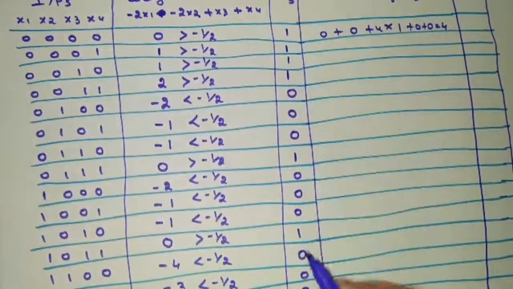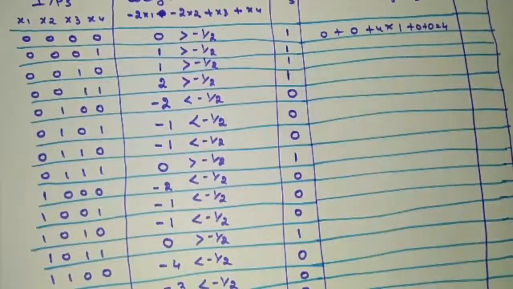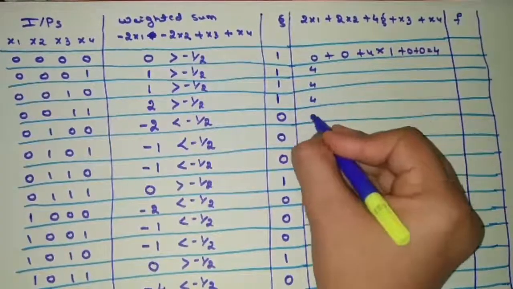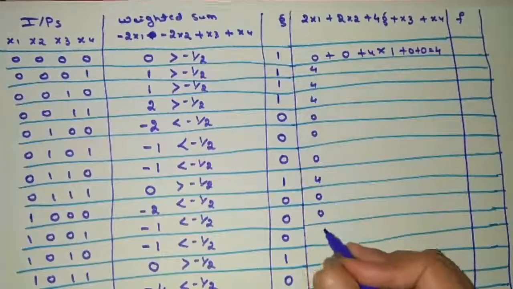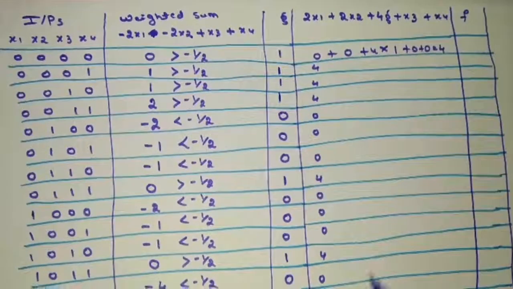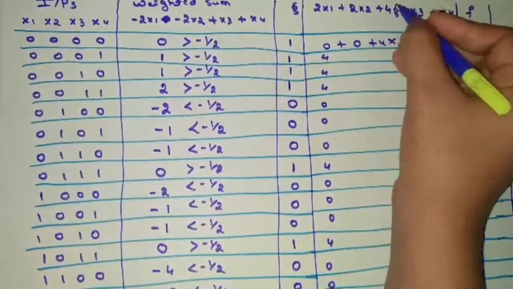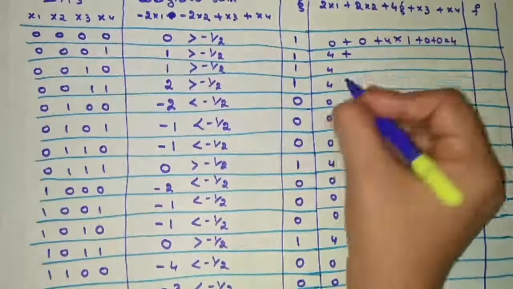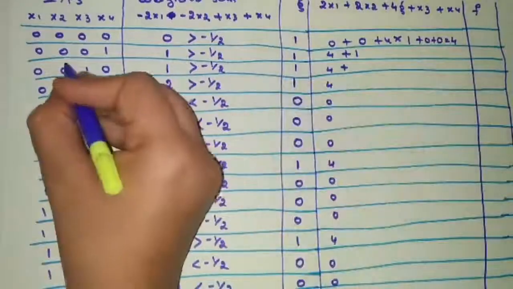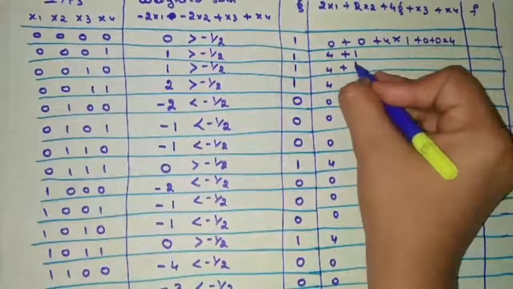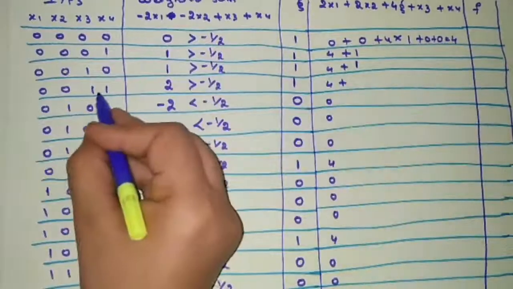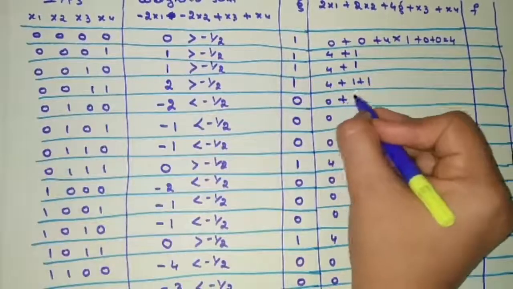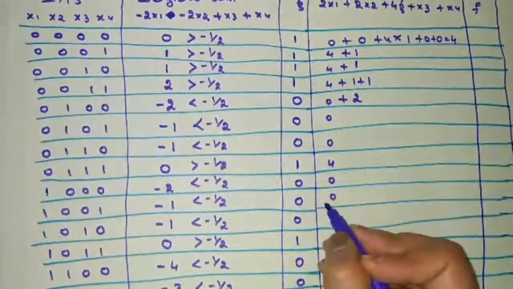Wherever there is a 1, you can write 4 beforehand, because we have 4g here. Now ignore the 4g and write down the values of x1, x2, x3, x4. 4 plus 1 plus 4, plus x3 is 1, plus x3 plus x4, that will be 1 plus 1. 0 plus x2 is 2 into x2, which will be 2.